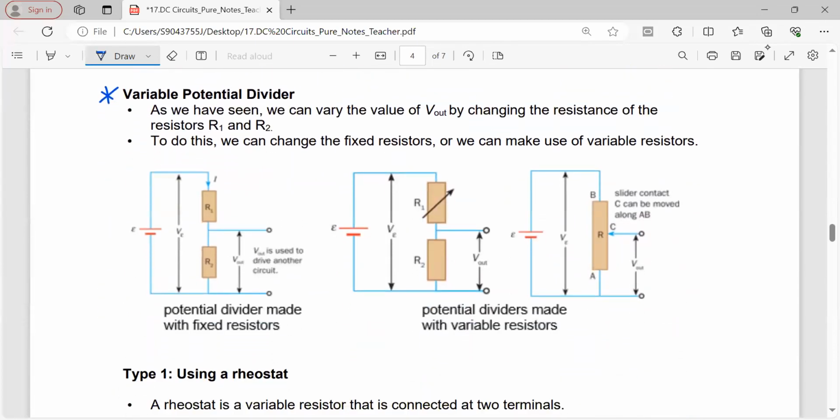Okay, so next, we can look at the variable potential divider. With this, we can actually change two fixed resistors and make use of variable resistors. So something like this. We can add a variable resistor in the circuit. Two types of variable resistor. One is a variable resistor plus a normal resistor. Another one is like a potential divider.